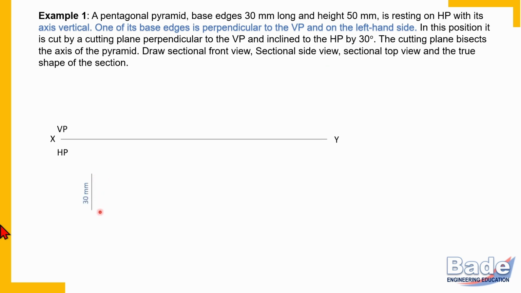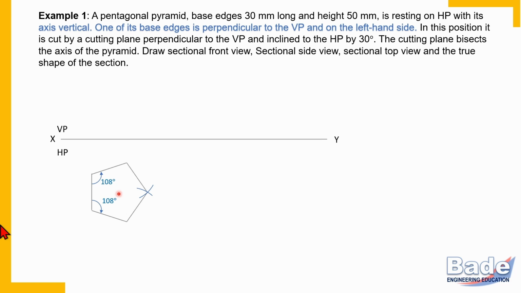So here is the base edge, which is perpendicular to VP. Now complete pentagon as usual. So measure 108 degrees with that edge very carefully and complete the pentagon. And this is how we have completed the pentagon.